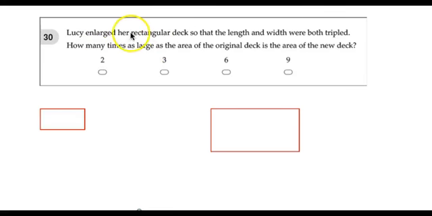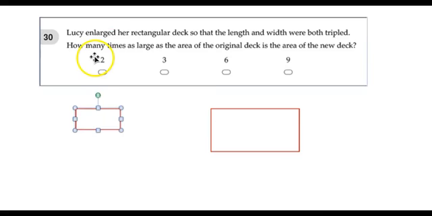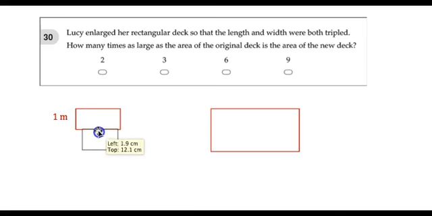Lucy enlarged her rectangular deck so that the length and width were both tripled. So I've drawn a small rectangular deck there and one a bit bigger. It doesn't have to be exactly 3 times bigger, okay? And the question is, how many times as large as the area of the original deck is the area of the new deck? So let's just make up some values for dimensions for the original deck. Let's say it's 1 meter by 2 meters, just some nice easy numbers.